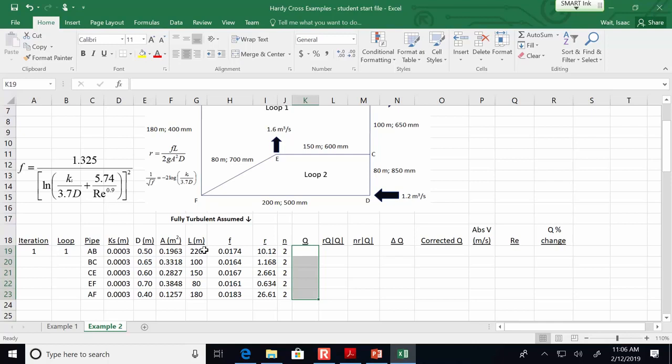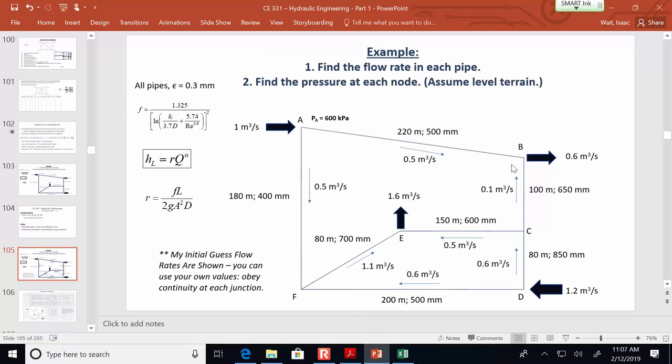Any questions at all so far? All right, so you have the guess flow rates that I used and the ones that I'm going to put in. You're welcome to proceed with your own guess flow rates if you like. I'm going to put in for pipe AB 0.5, and for BC, remember, clockwise is positive. If the flow is going from C to B and clockwise is positive, then this is a negative flow rate because it's going up and clockwise would be down. So that's why I'm going to put a negative sign in here. So negative 0.1 is the flow through pipe BC.